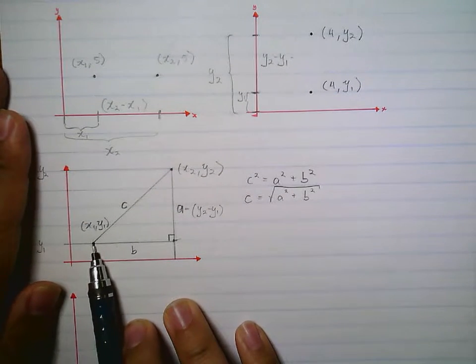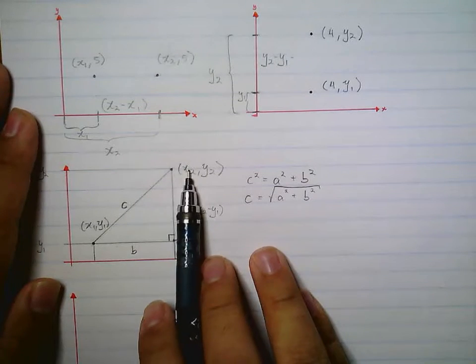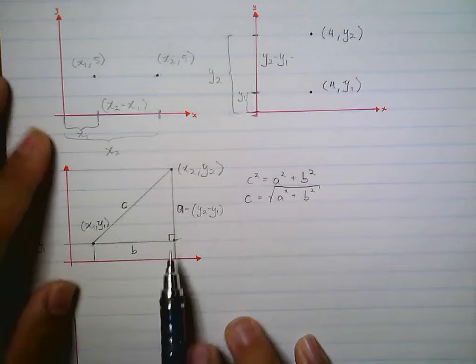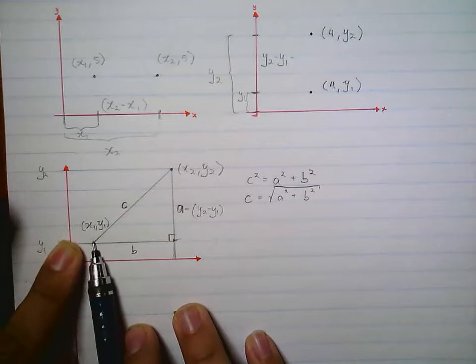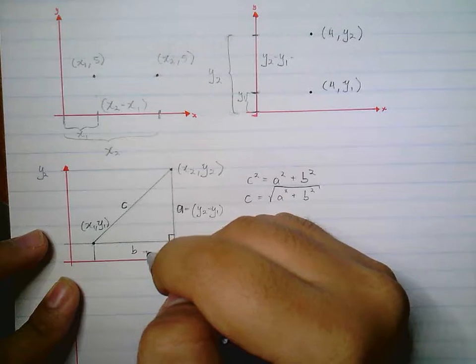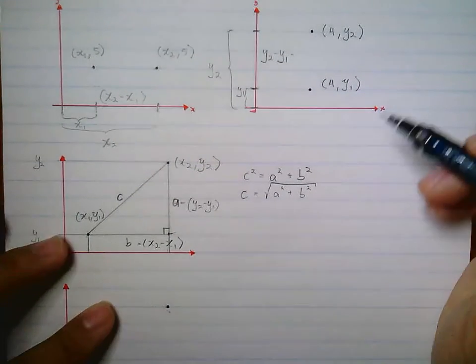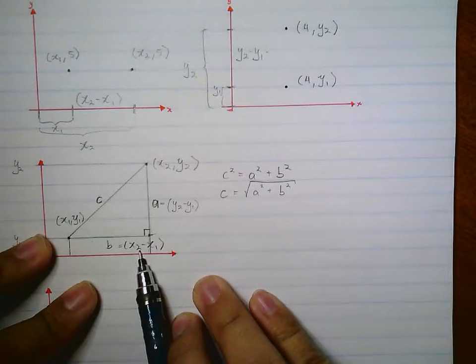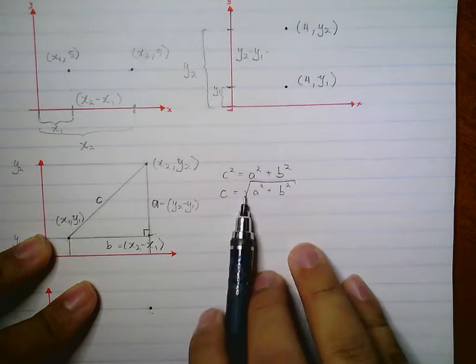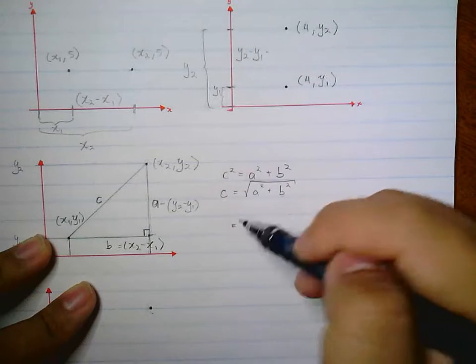Same thing with B. Isn't that x2 here? So from 0 to x2, isn't that x2? Take away x1. So B is actually x2 take away x1. Now if you take a look, A is equal to this and B is equal to this. But we have this formula here already, so we'll just substitute those values in.